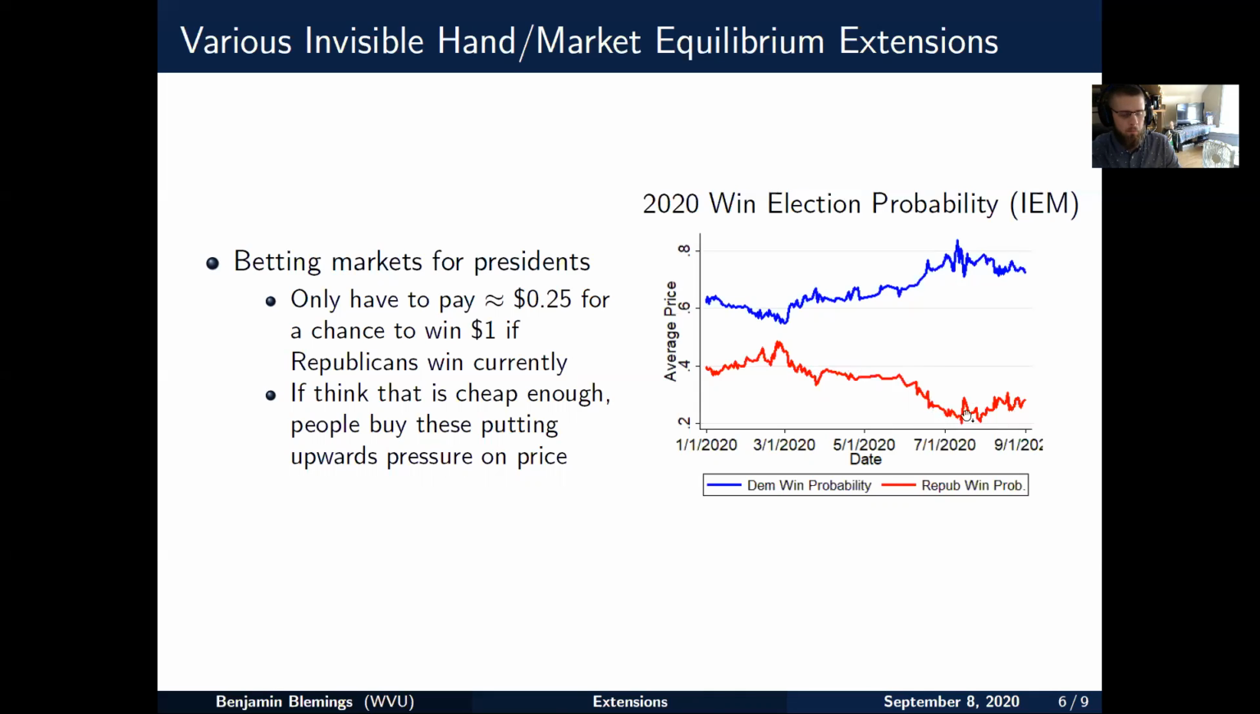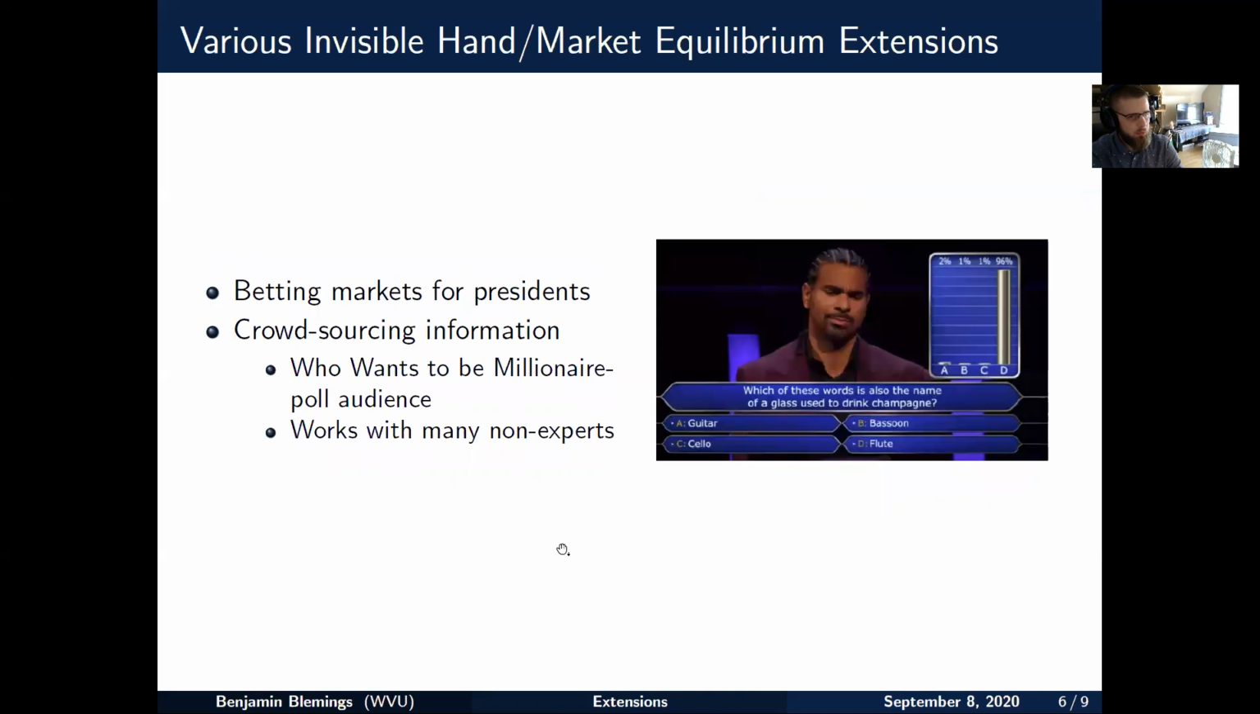And so you have to pay a lower amount for the opportunity to win $1 if they do win. And so if you think that's too cheap, then more people will start buying Republican shares, and that'll push the price up. Another one would be crowdsourcing information.